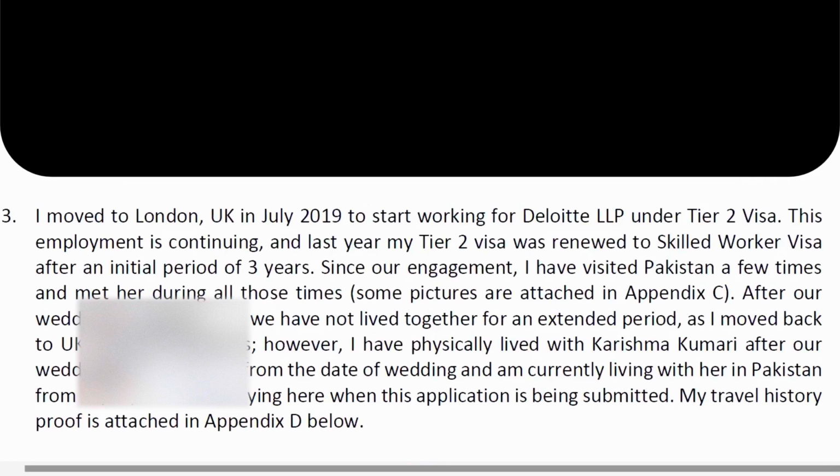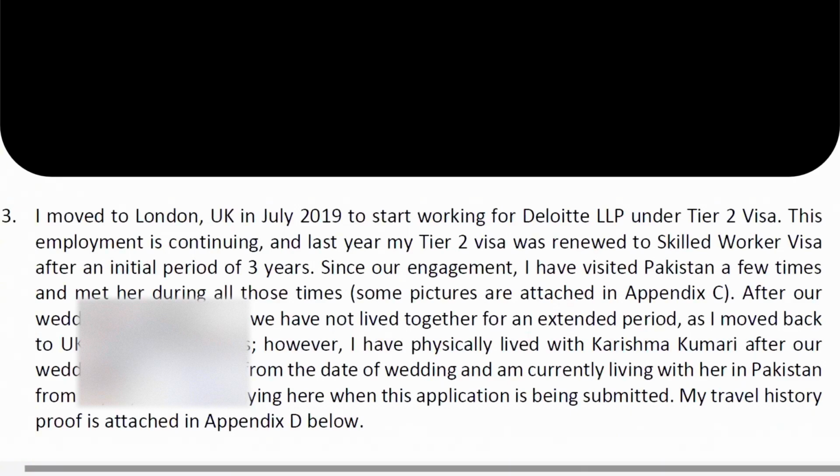In the third para, we talk about why we are not really living together, because the requirement generally is that you will be living together for at least 2 years. You have 2 years of relationship history, and now you have to justify why you are not really living together. And this is where I talk about each and everything here. I moved to the UK as a skilled worker. I'm working here. We got married in Pakistan, and then I had to move back to the UK. We lived together for some time, and then I had to come back because of my job, and then I'm applying.